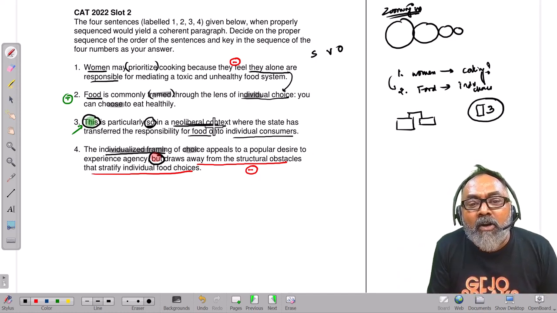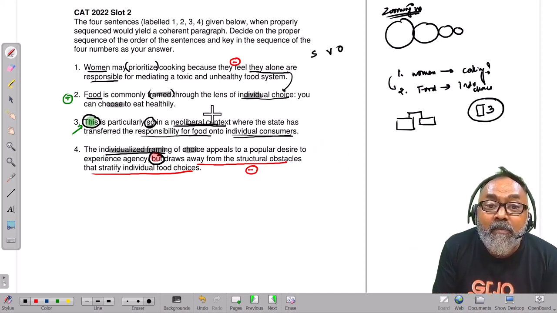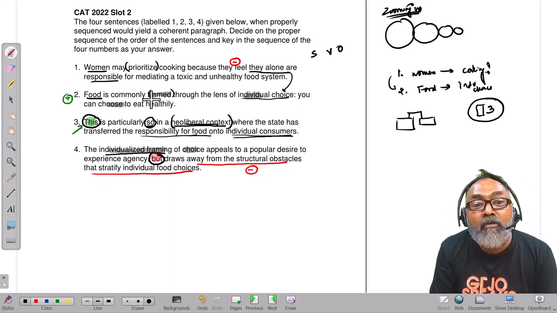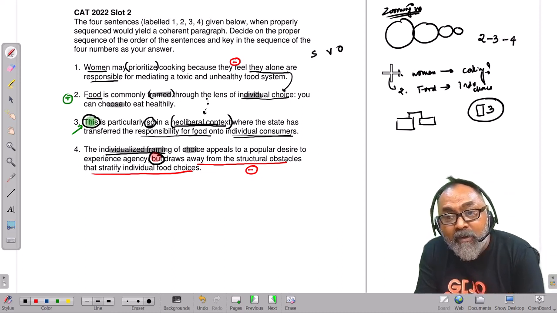In the neoliberal context, where the state has transferred the responsibility of food onto individual consumers. This is particular so in a particular context. Which one? Food is commonly framed through the lens of this. Is it going from 2, then 3, then 4? Is that how it's moving?